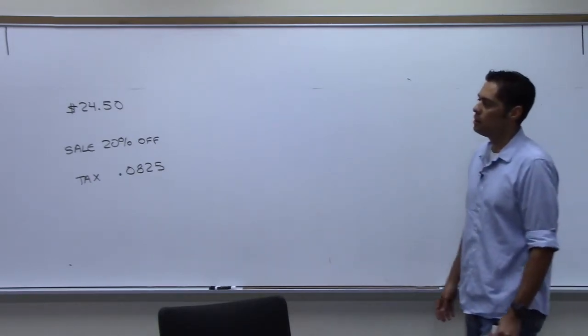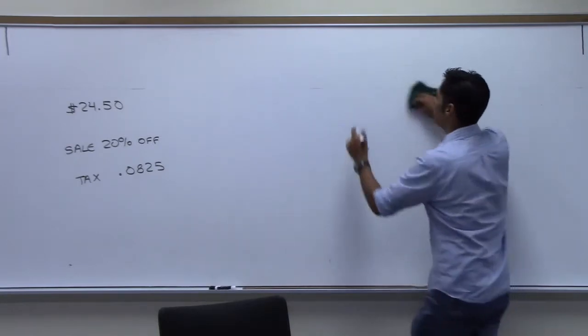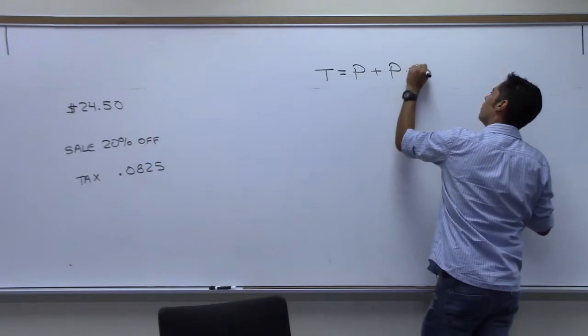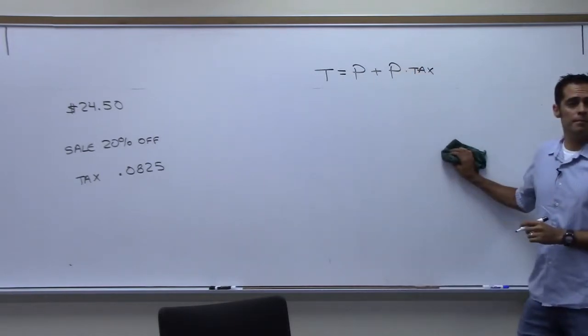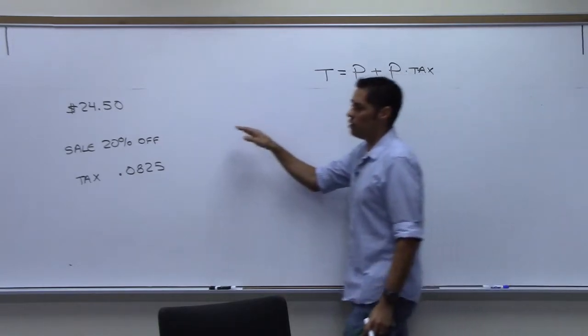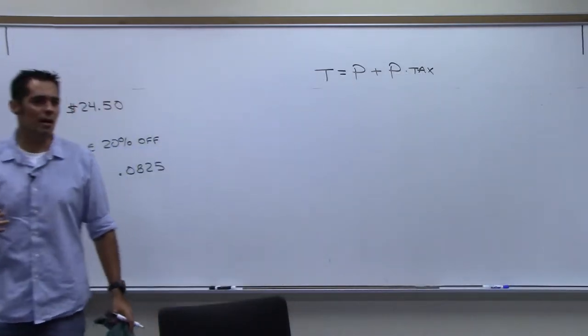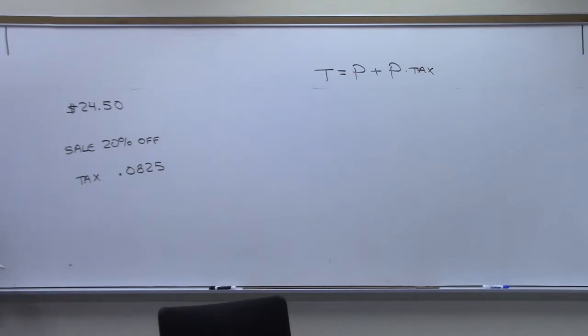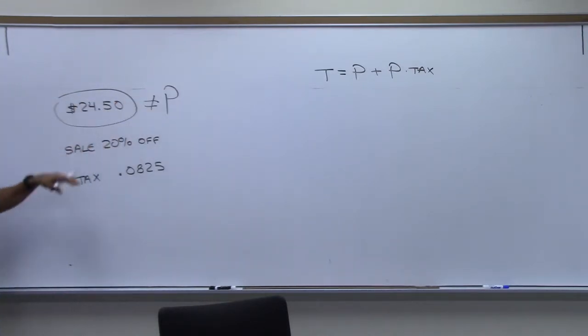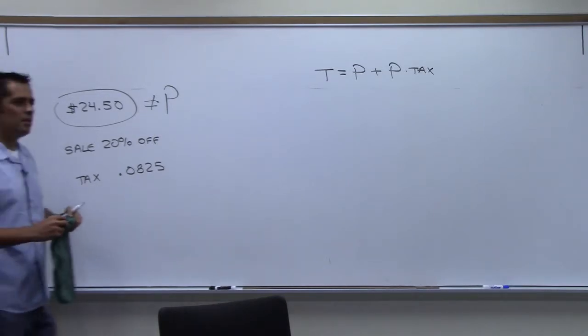24.50 times 0.20. Yeah, we're going to wind up using this formula right here. But we need to know the price of the shirt. And the price of the shirt originally is $24.50. We need to figure out how much it's going to be after 20% off. So this right here is not P yet. We have to take the 20% off. So how do you take 20% off of something?